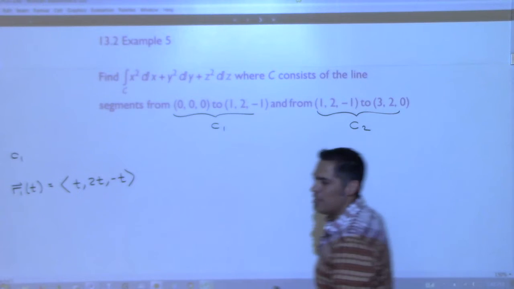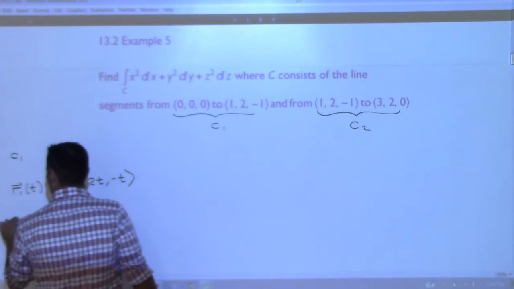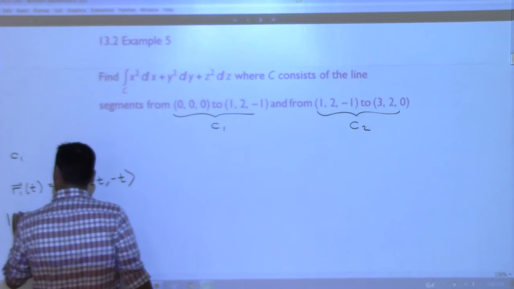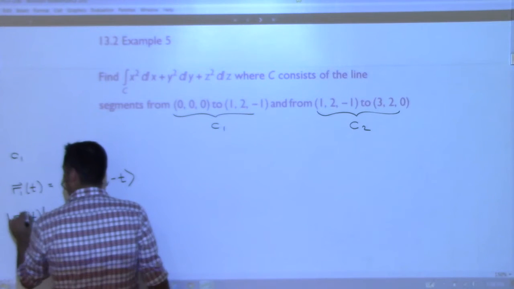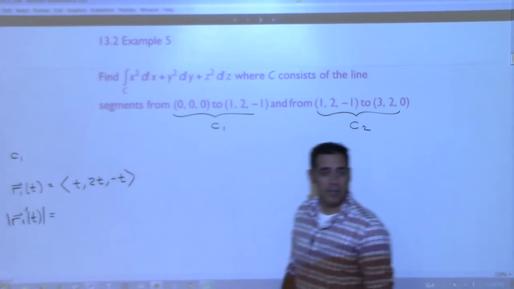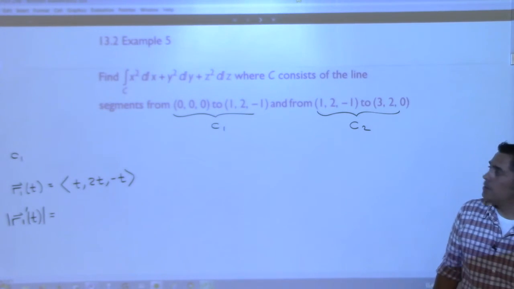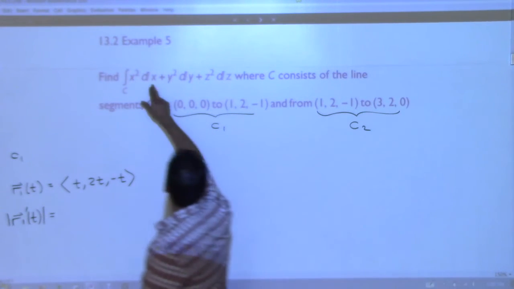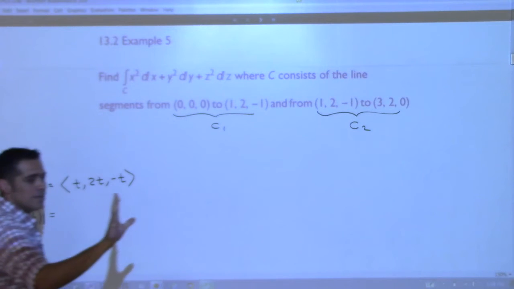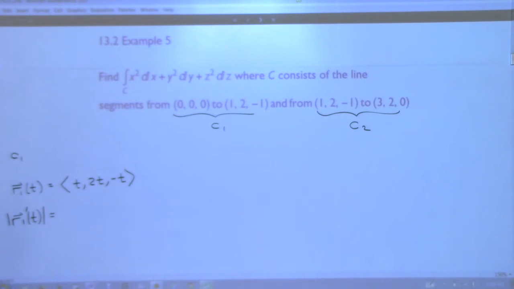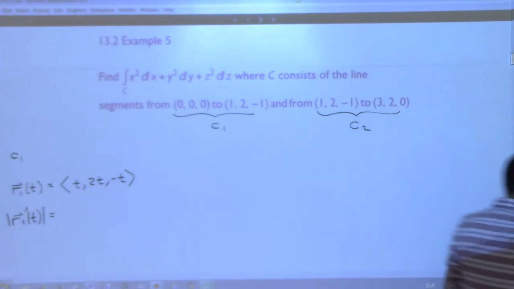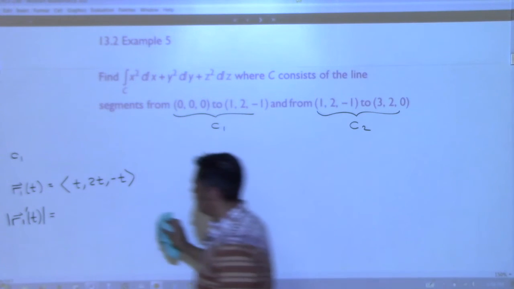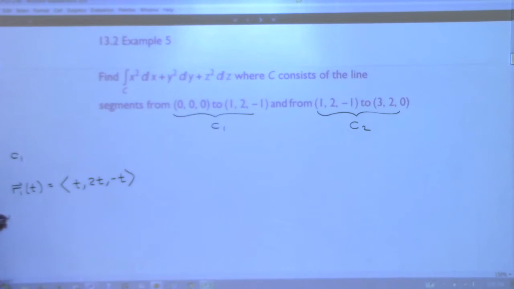Now, I'm going to need the magnitude of this. Sorry, the magnitude of the derivative, right? In the formula, I need the magnitude of the derivative. Oh, wait, hold on. Sorry, we're doing it with respect to x, y, and z. I apologize. I thought we were doing it with respect to arc length. So we don't need that. We actually need each of the pieces. So let's just take the derivative. Let's not take its magnitude.